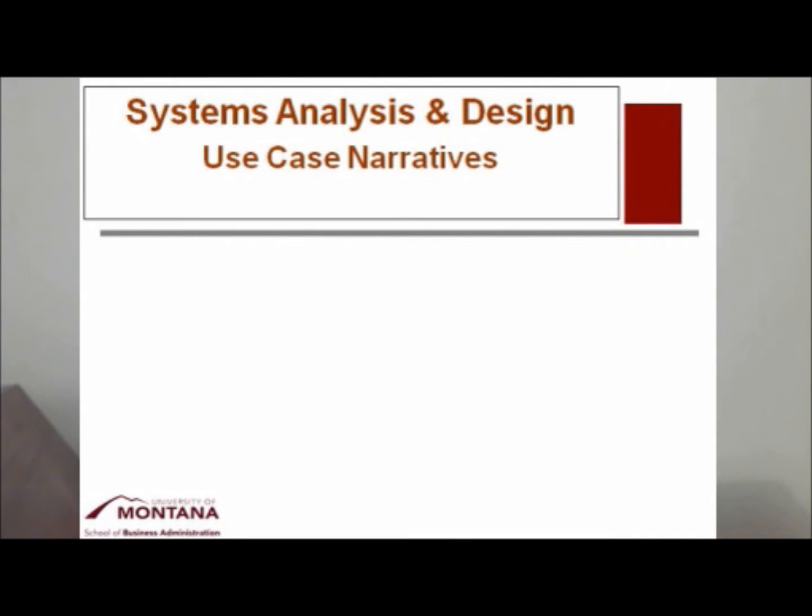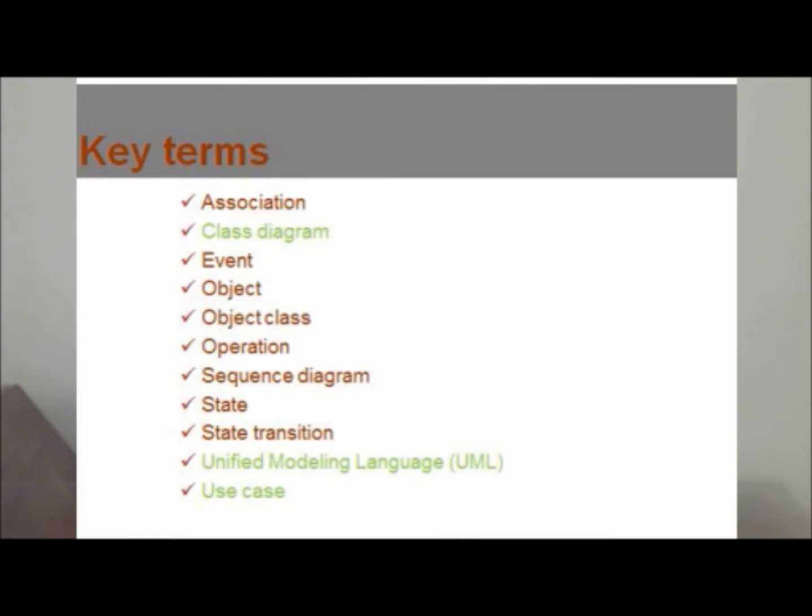Welcome back. Today we're talking about systems analysis and design, use case narratives. So let's take a look quickly at the key terms that we're going to cover. And these are the UML, Unified Modeling Language key terms. And there's 10 or 12 of those. And as we've said before, we're going to focus in on the green highlighted items here. So these are in alphabetical order.